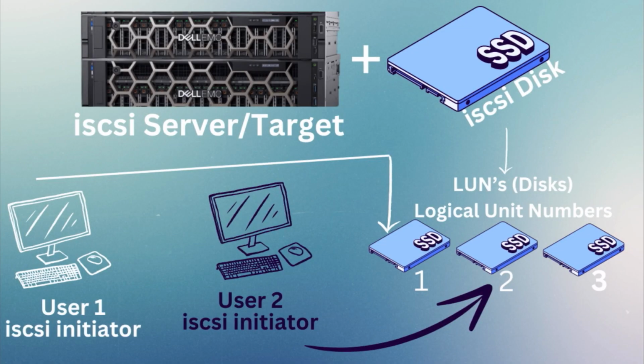If you have a look at this image, here you can see that we have the iSCSI server, which is known as the iSCSI target, and then we have the iSCSI disk which we will configure as a new volume, and this new volume can be divided into three sub volumes. They are known as logical unit numbers. So we have logical unit number 1, 2 and 3. These numbers can be assigned later to the iSCSI user. The user is known as the initiator.